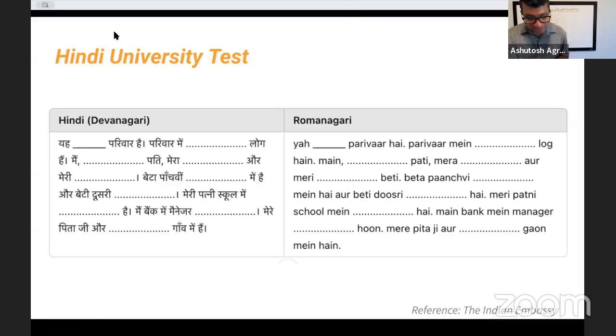In the last sentence, मेरे पिताजी और माताजी गांव में हैं. Is that still my mother and father, or mother and father? I see, it's mother and father. I thought it was still in the village. Okay, I got it. Awesome.